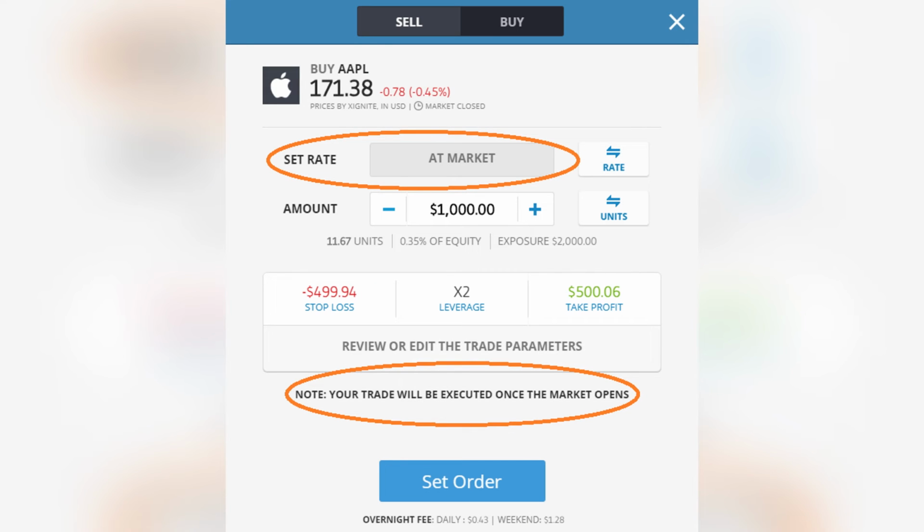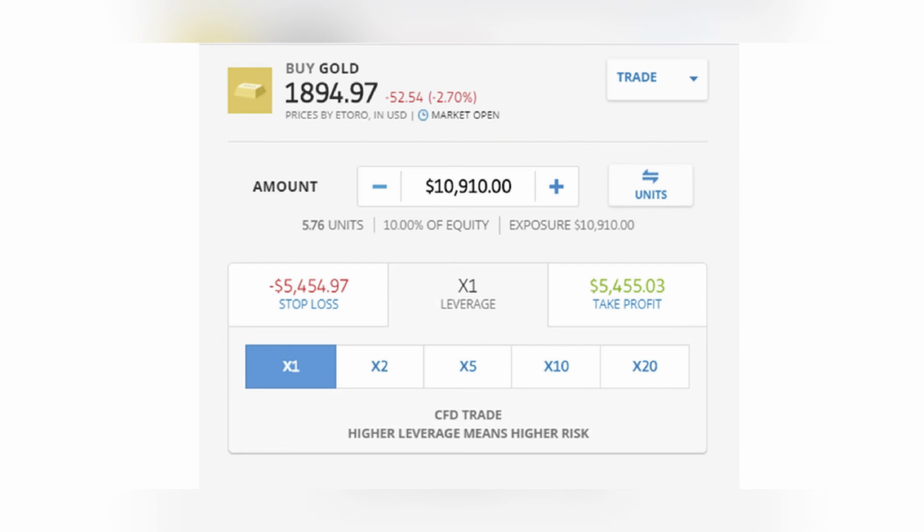Now you need to apply risk management. Always set a stop loss and take profit. Then double check everything, then click Open Trade to execute your order.